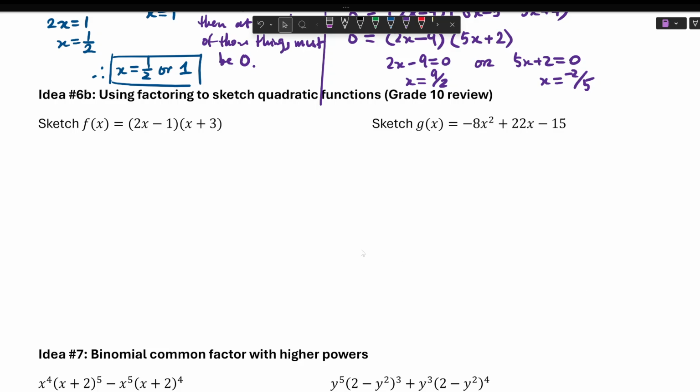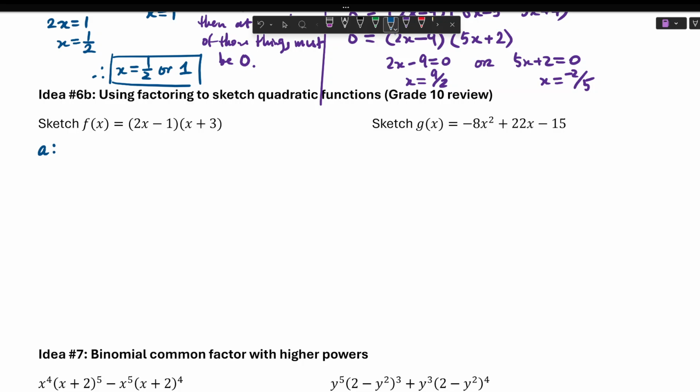Let's talk about another application of factoring, which is to sketch quadratic functions that are already factored. So let's say we have f of x is equal to (2x - 1)(x + 3). Basically, there's two things that we want to know. We want to know the a value, so we can decide whether it's concave up or concave down. We also want to know the x-intercepts, which is when y is equal to 0. Let's do this one at a time.